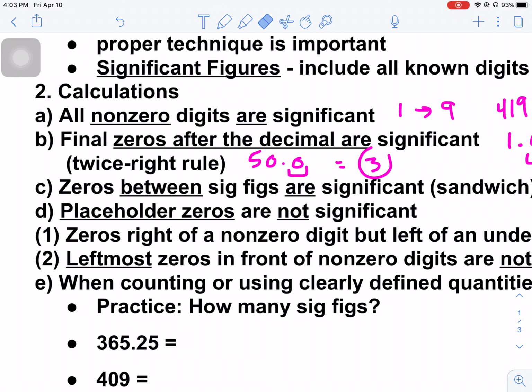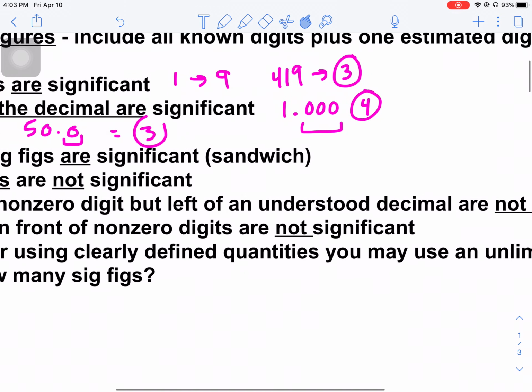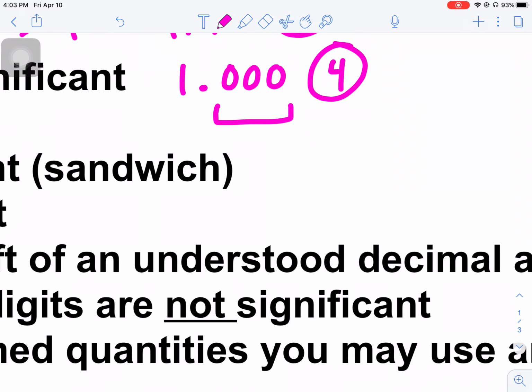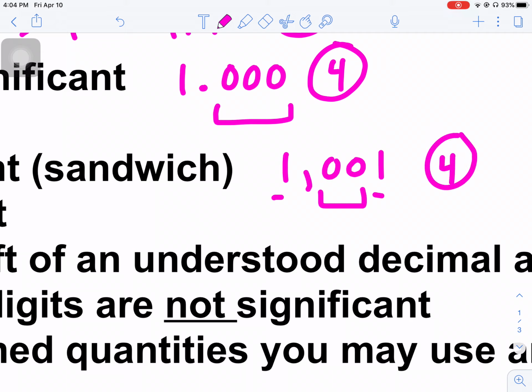That is what I call the sandwich rule. Any 0 that is in between significant figures is also significant. Let me give you a few examples of the sandwich rule. The first example would be 1,001. So 1 is significant, and because these zeros are sandwiched in between, those zeros are also significant. So 1,001 would have 4 significant figures.